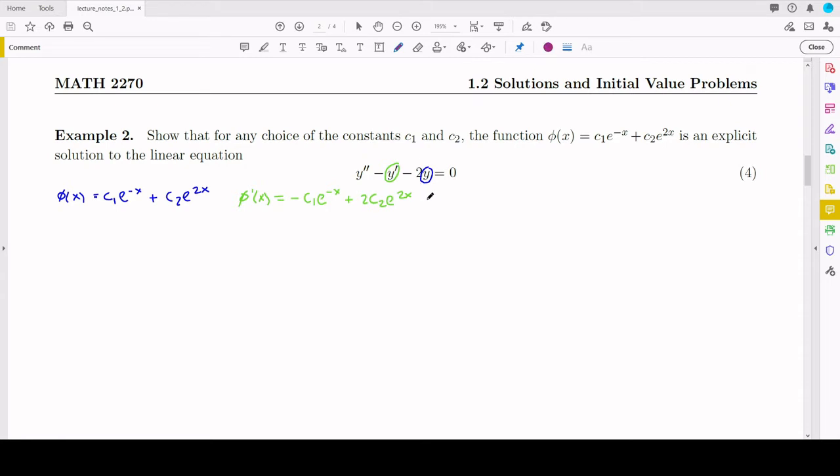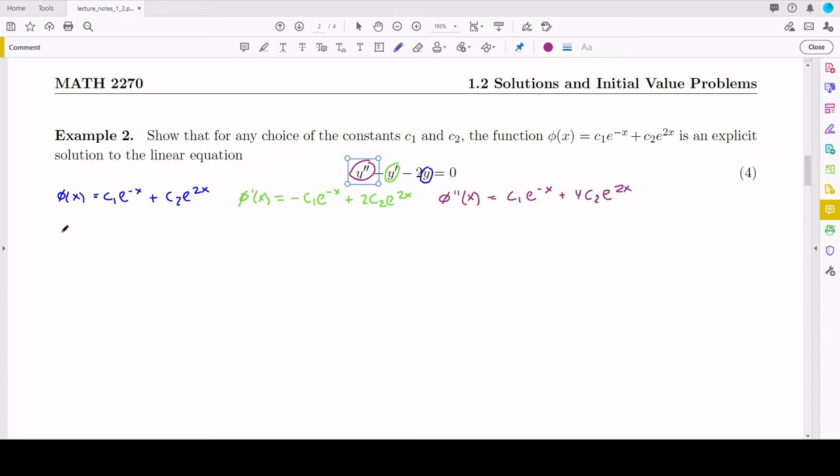And then the second derivative that we need, the y double prime, we get that phi double prime of x equals the derivative of this. So we have c1 e to the power negative x, and then we get another 2, so that's plus 4 c2 e to the power 2x.